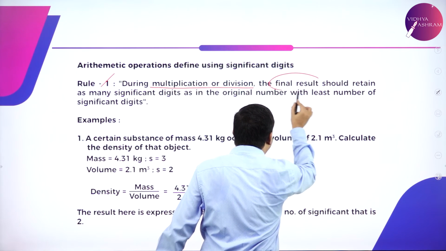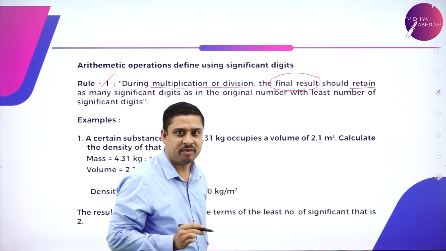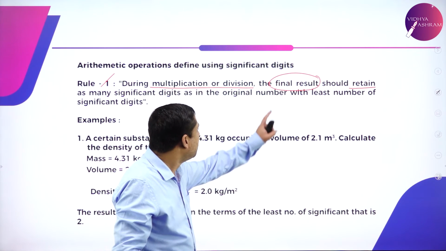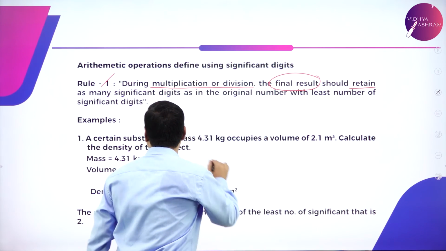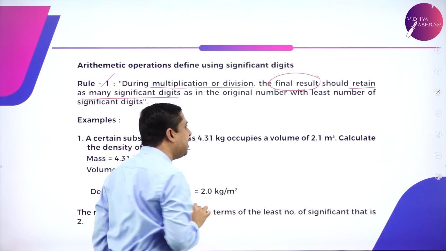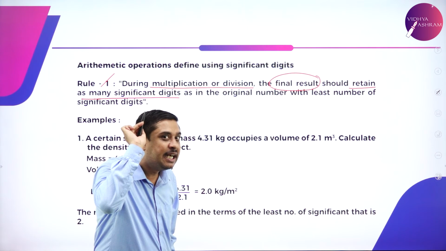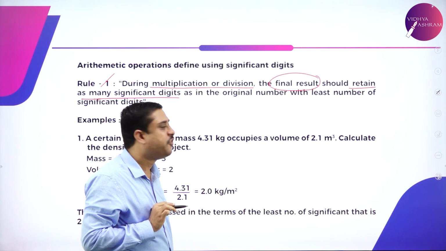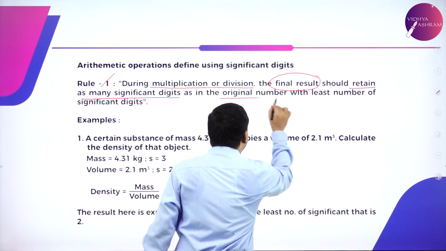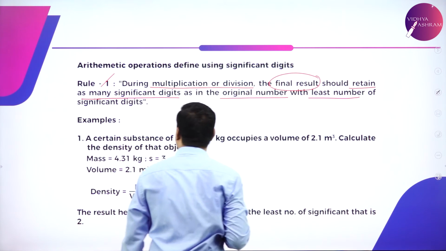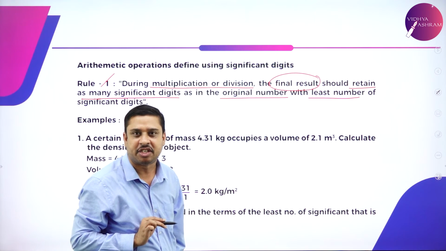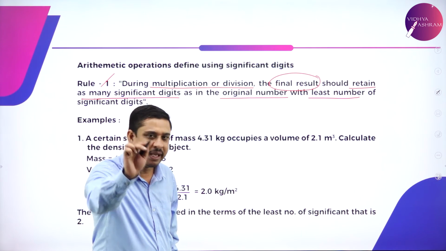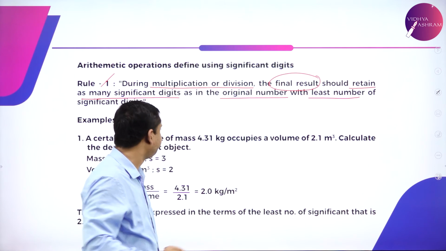The final result, after you multiply or divide, should have as many significant digits as the original number with the least number of significant digits. What does that mean? Let us go through an example.